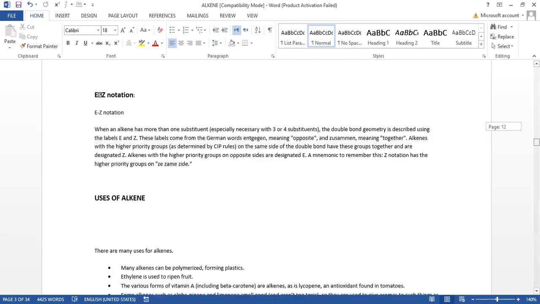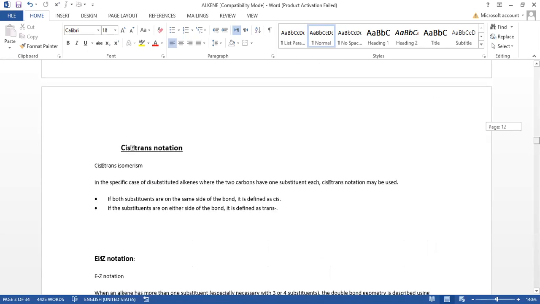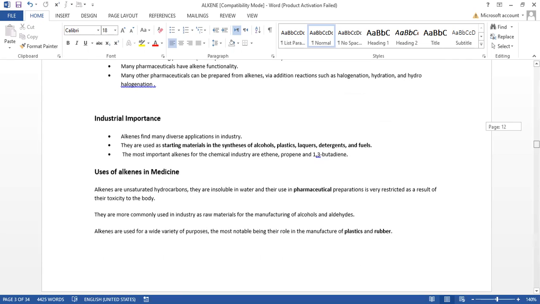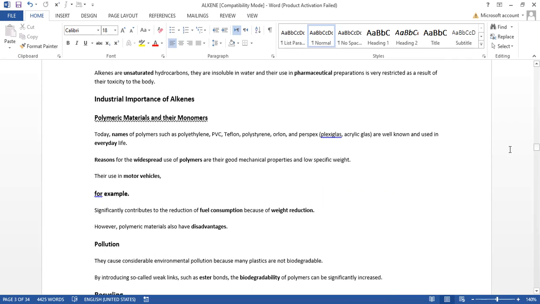Now moving towards the applications of alkenes. Alkenes are of great importance as they are used in alcohols, plastics, liquors, detergents, and fuel. The uses of alkenes in medicine are in pharmaceutical preparations, in plastics and rubbers, etc. The industrial importance of alkenes is as follows.